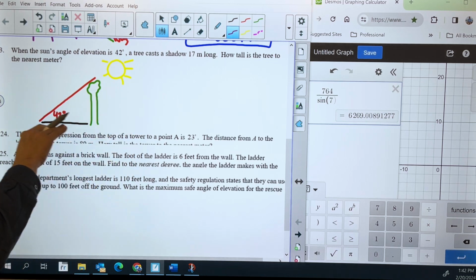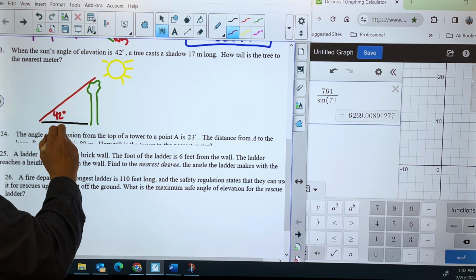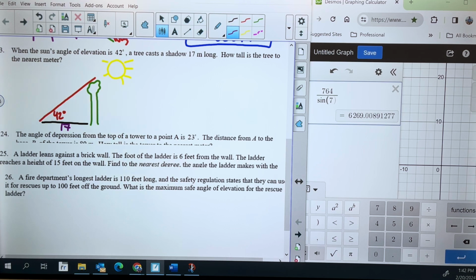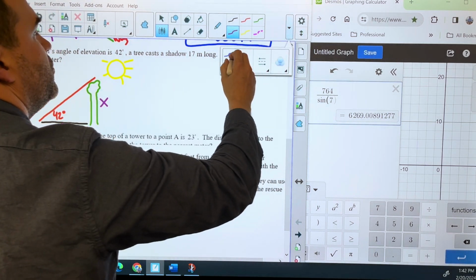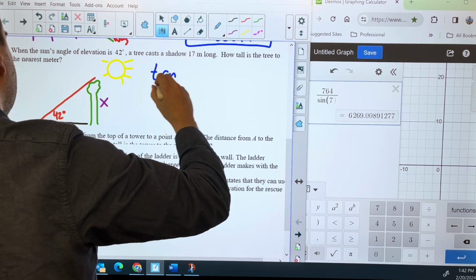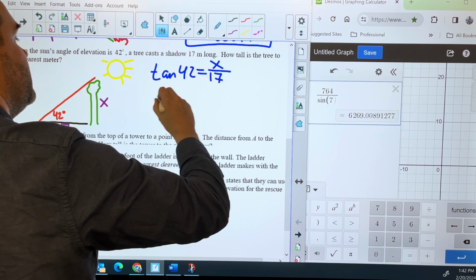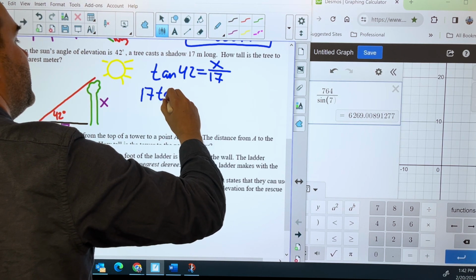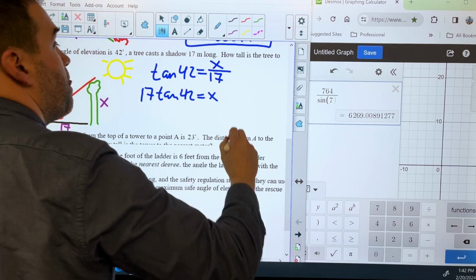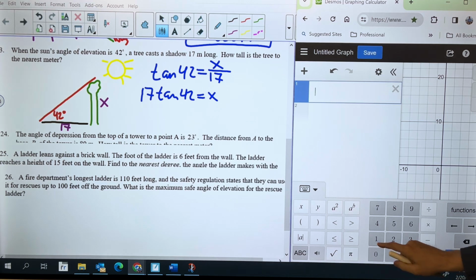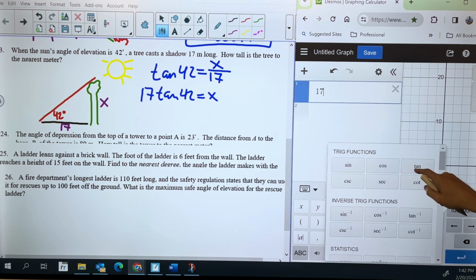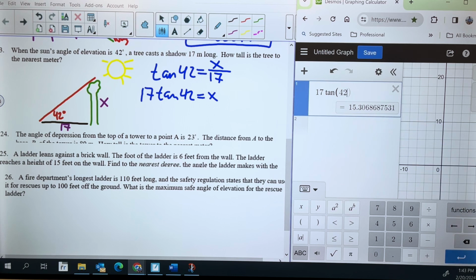We know how long the shadow is. It's 17 meters. And so now we've got to figure out how tall the tree is. So I'll throw an X there. We've got opposite, adjacent from that angle. So we're going with tangent. I'm going to set up my ratio. Tangent of 42 equals the opposite over the adjacent, multiply by 17 to isolate the variable, and go over to our calculator. 17 tangent 42. 15.3, and we're going to the nearest meter again, so that's 15 meters.